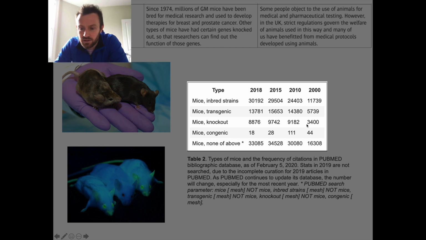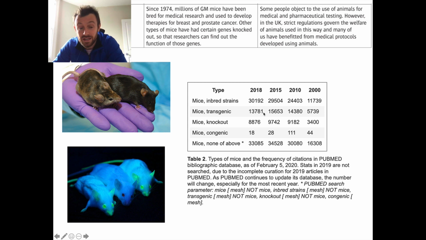In 2000, there were 3,400 different knockout mice that you could buy from biomedical suppliers. Today, there are 8,000, probably close to 9,000 different types of mice. And in total, the number of transgenic, that means genetically modified, mouse strains available today is close to 14,000. 14,000 different genetically engineered mouse strains that we can use in animal research.